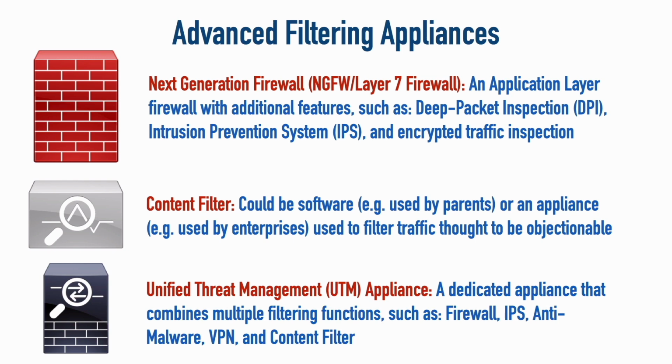And finally, I want you to know about a UTM appliance, a Unified Threat Management Appliance. This is a dedicated appliance that can combine multiple filtering functions. And different UTM appliances might have different sets of features, but as an example, we might have a UTM appliance that acts as a firewall, it acts as an IPS sensor, it protects us against malware, it can terminate a VPN connection coming in, and it can do content filtering. And that's a look at some advanced filtering appliances.